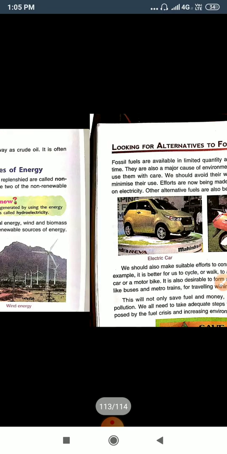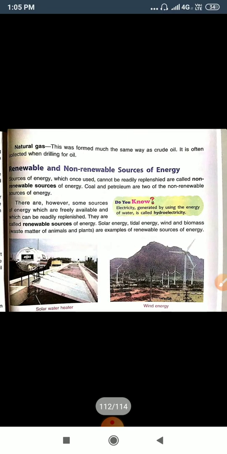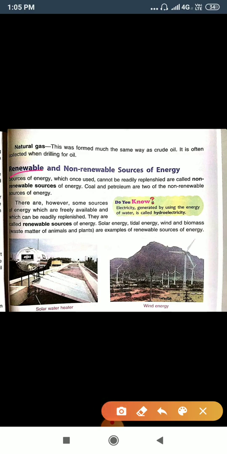Now come to the renewable and non-renewable sources of energy. This is very important. You will read this paragraph. In this paragraph, see the book page number 91.